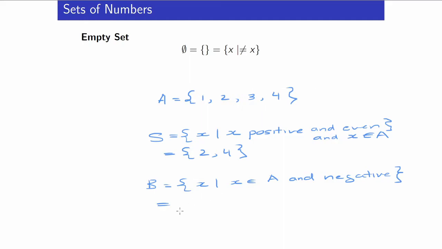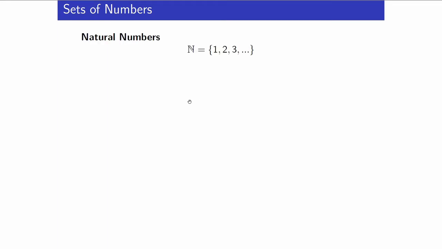So this right here is the empty set. This is also called the null set because there's nothing in it. It's a null set. Okay, let's move on. Now we're going to talk about the natural numbers.